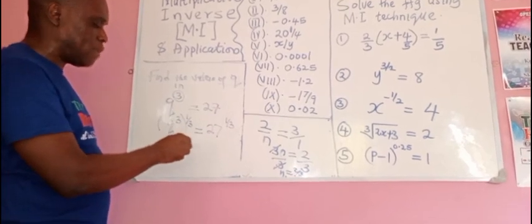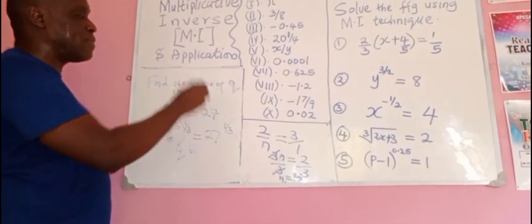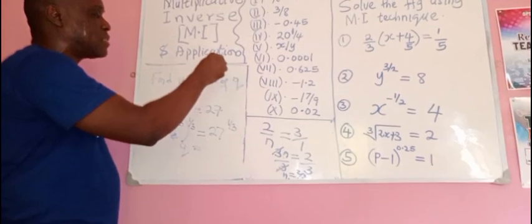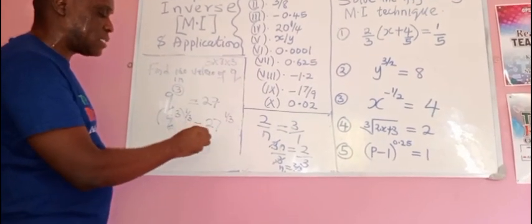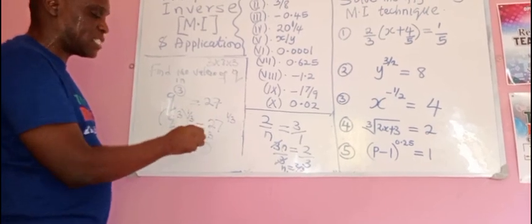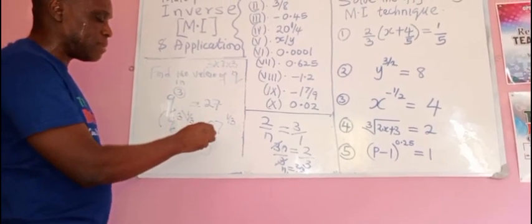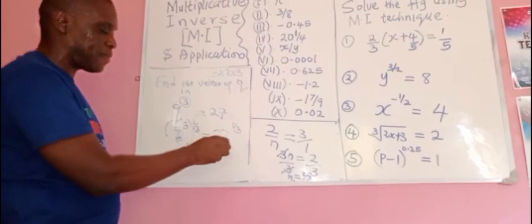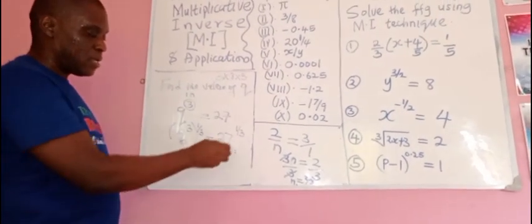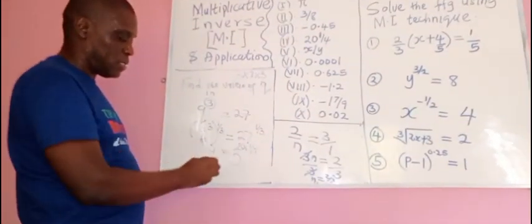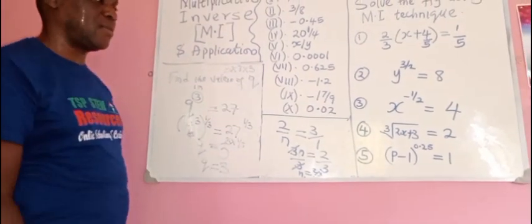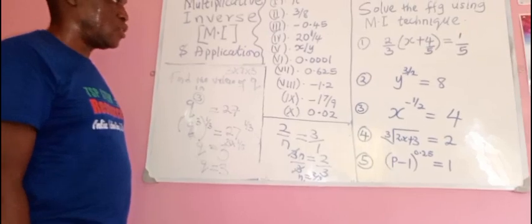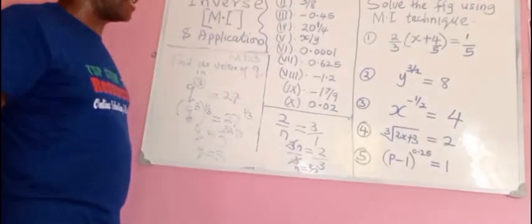Then if you look at this 27, 27 is 3 in 3 places, 3 times 3 times 3. That will be 3 raised to power 3. This 27 is 3 raised to power 3, then times this 1 over 3 here. Do you see that? This 3 cancels this 3. So what is Q now? Q is 3. Very interesting. So that is it, application.